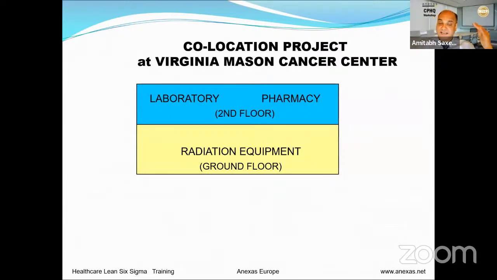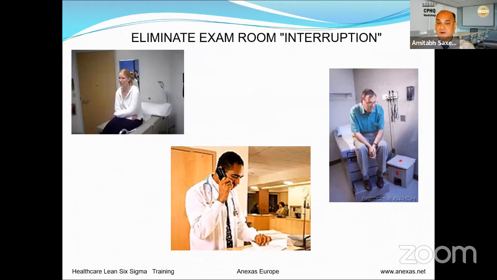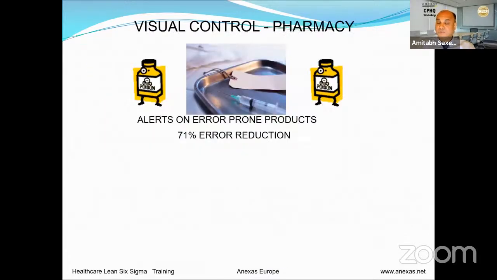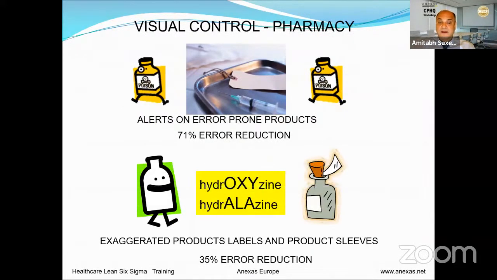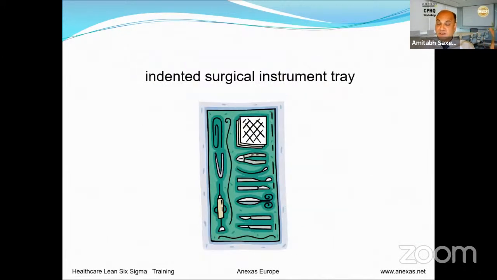Lab and pharmacy on the second floor and radiation equipment on the ground floor. Why don't we bring them all on one floor, which reduces the waste of motion or transportation, or exam room interruption, which again wastes a lot of time. And also to reduce the errors, why don't we use visual controls? Some of the visual controls can prevent errors to a large extent, such as an indented surgical instrument tray, so that we don't forget anything.